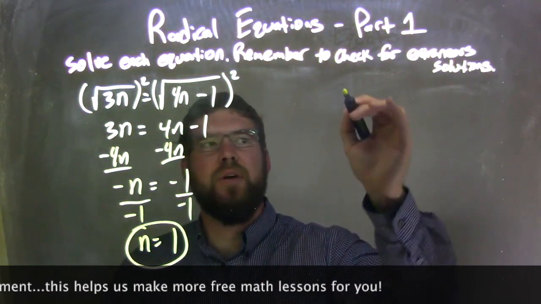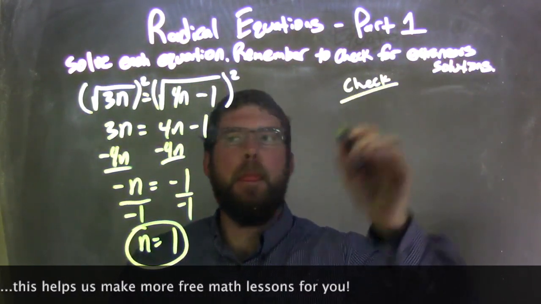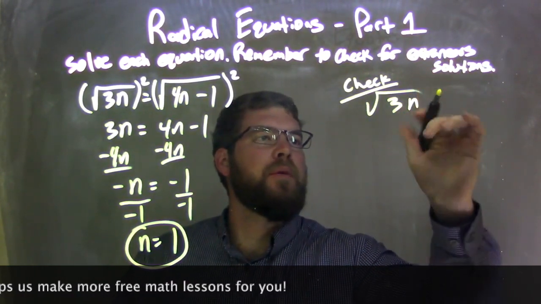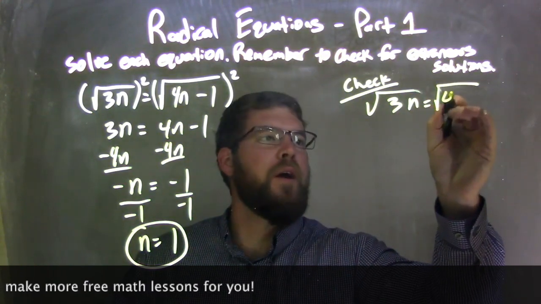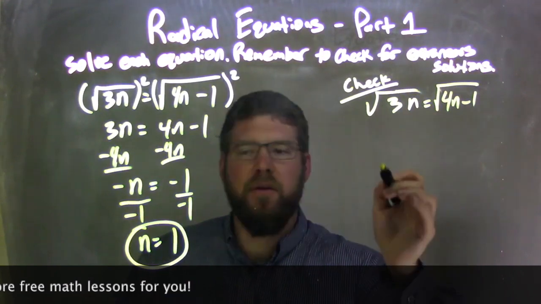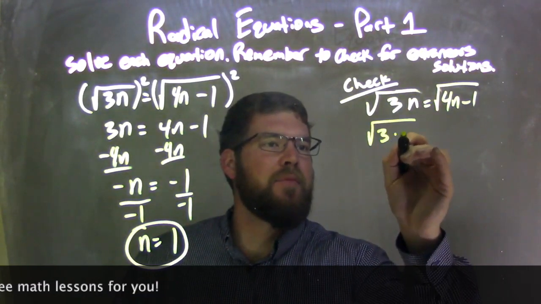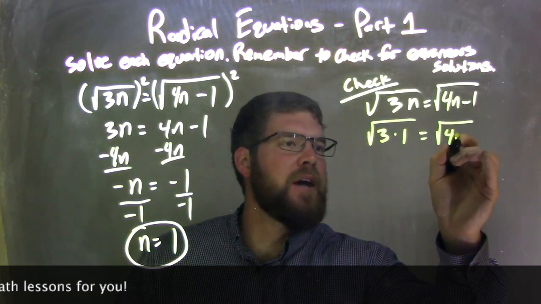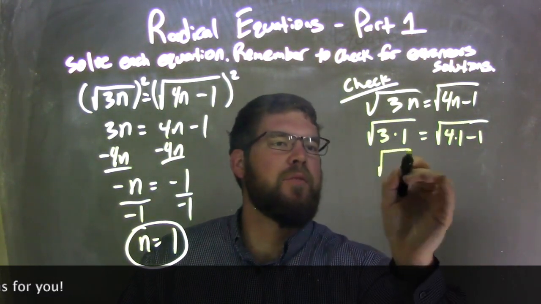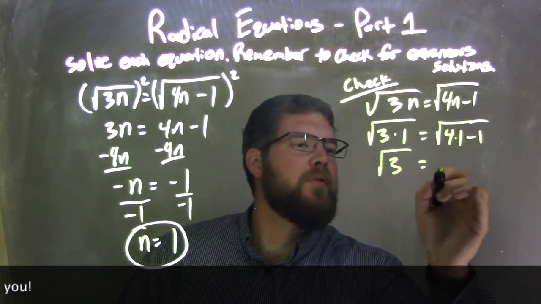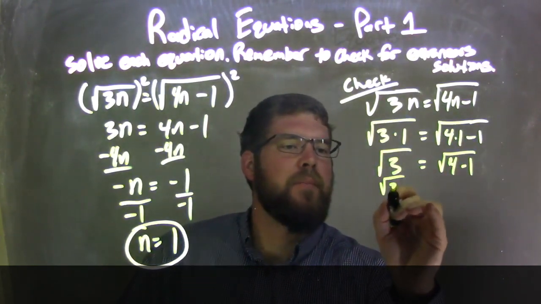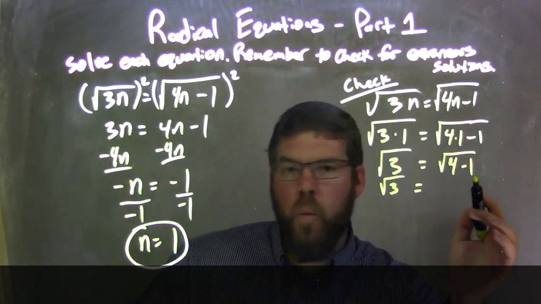First looked hard, but it actually was a fairly simple problem. But we still need to check for extraneous solutions. So I'm going to check right here. I'm going to rewrite my equation, square root of 3n equals square root of 4n minus 1. Now remember, I'm going to plug this 1 in for both n's here. So the square root of 3 times 1 equals the square root of 4 times 1 minus 1. Okay? Remember your order of operations, 3 times 1 is 3. 4 times 1 is 4. We have the minus 1 still underneath the square root. Square root of 3 I'm not going to change right now. 4 minus 1 is 3.